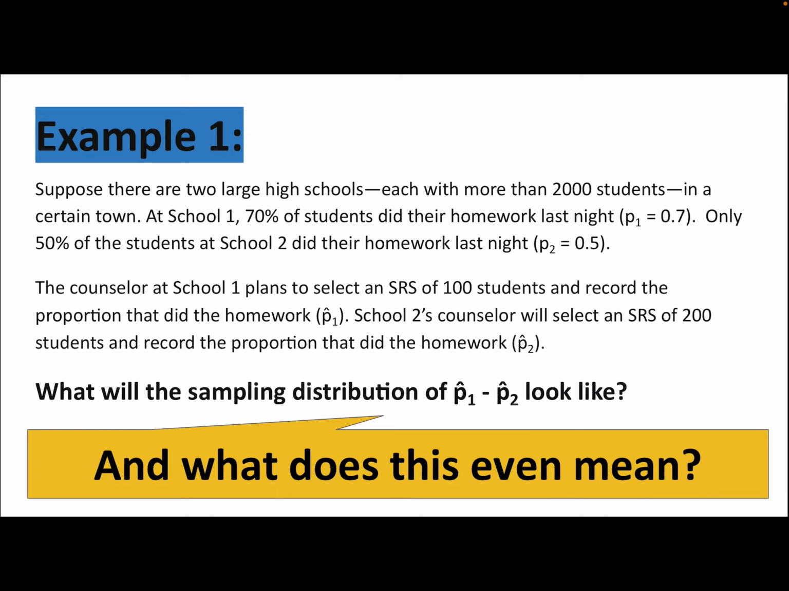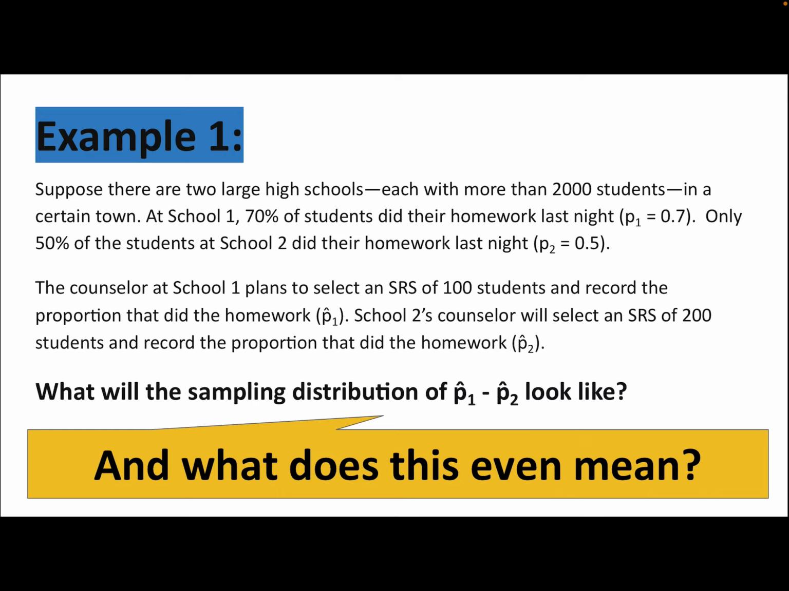So for example, suppose there are two large high schools, each with more than 2,000 students in a certain town. At school one, 70% of their students did their homework last night, and only 50% of students at school two did their homework last night. The counselor plans to select a simple random sample of 100 students and record the proportion that did their homework, which would be p hat 1.